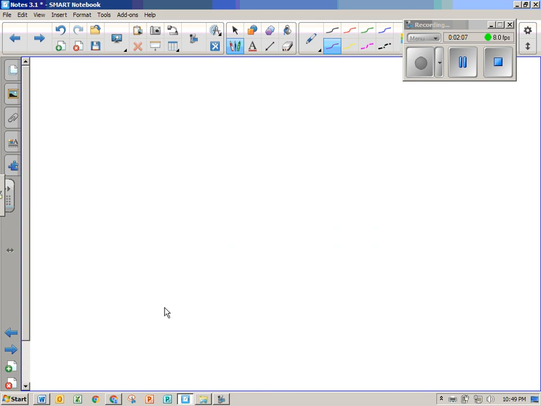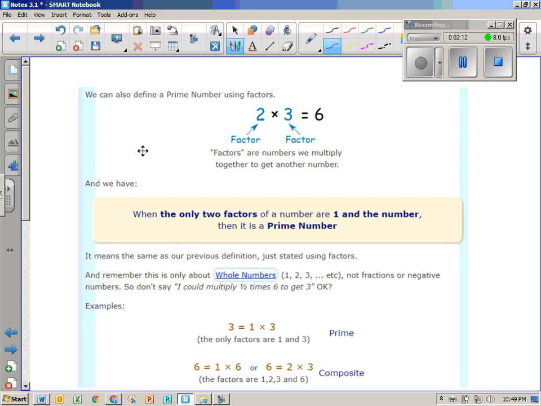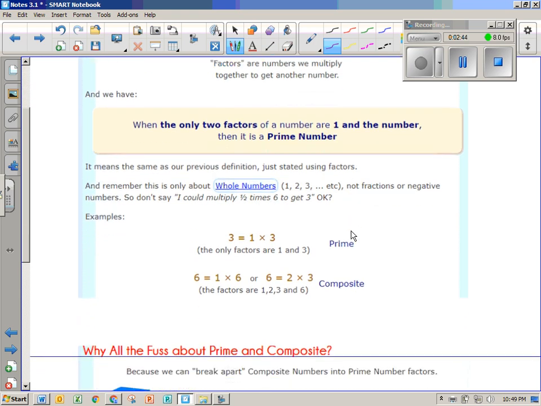Let's go to page 2 of your handout. Oops, I went the wrong way. There's another way to define a prime number, and that's by using different terminology, talking about its factors. We've shown that the number 6 can be written as a product of 2 times 3. These numbers that you multiply together to get something else are called the factors. When the only two factors of a number are 1 and the number, then it's also prime. Just a different terminology; it means the same as our previous definition.